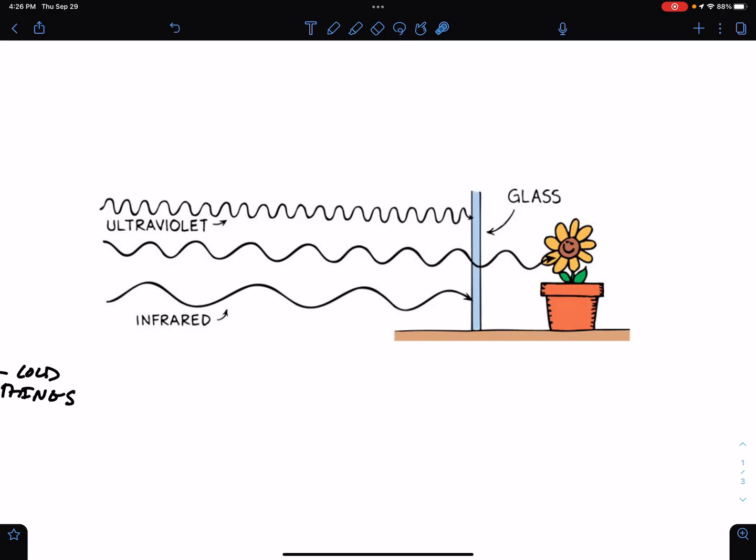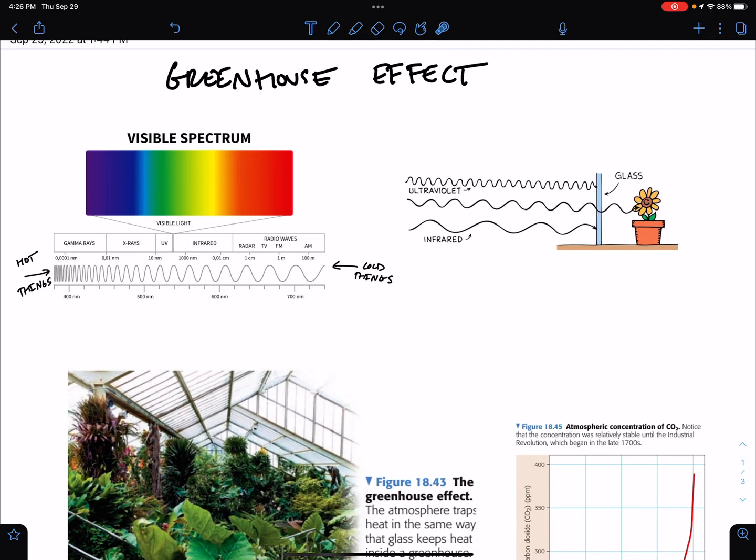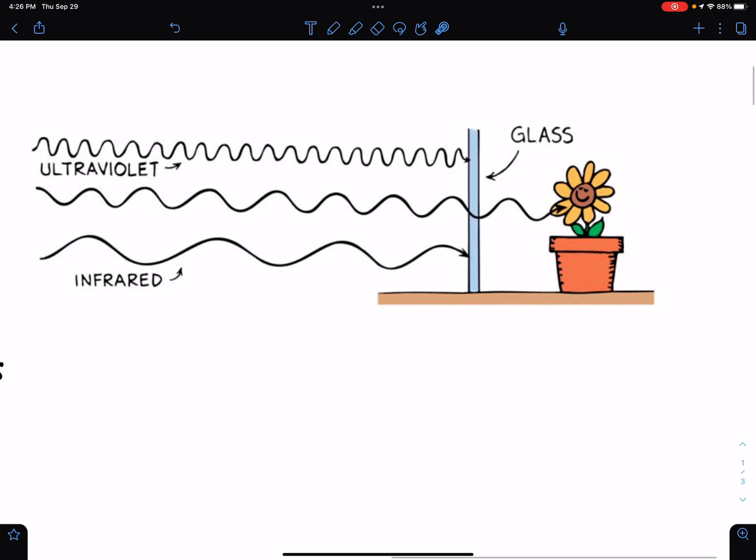X-rays, a relatively high energy type of wave, are transparent to most soft tissue, but they're absorbed by the calcium that's in your bones. This is why we use them for taking images of bones. It passes through, it's transparent to most soft tissue, but it's absorbed by bones. So replace this glass with bone and this with a picture of you.